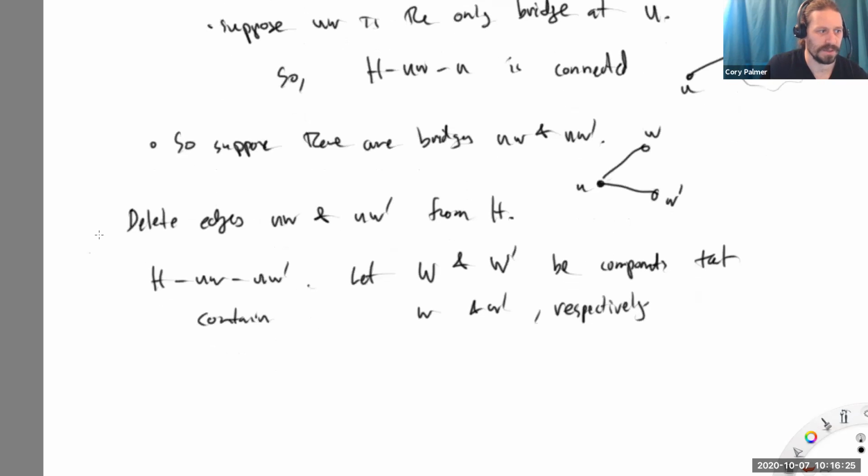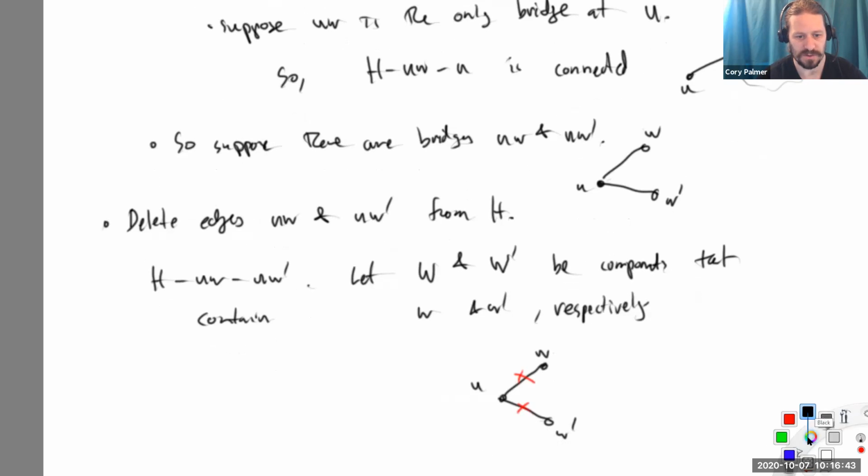So again, we're not talking about the algorithm anymore. We're just talking about this graph H. So let me draw a picture again here. Here's U, here's W, and here's W prime. I'm going to remove these two edges here.